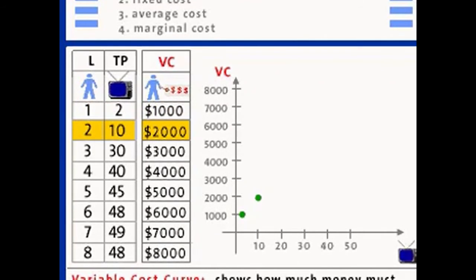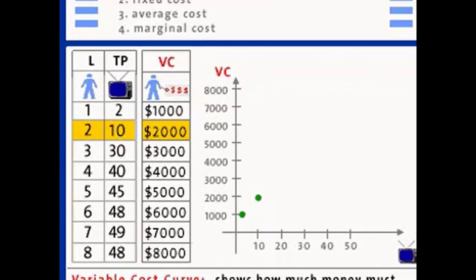And we can produce 45 televisions by spending $5,000 on labor, 48 televisions by producing with 6 workers, which costs us $6,000 a week, 49 televisions with 7 workers for a total labor cost of $7,000, and finally we've got this odd point up here that says if we hire 8 workers, which costs us $8,000 a week, we can produce only 48 televisions.